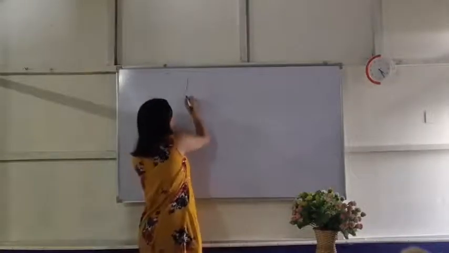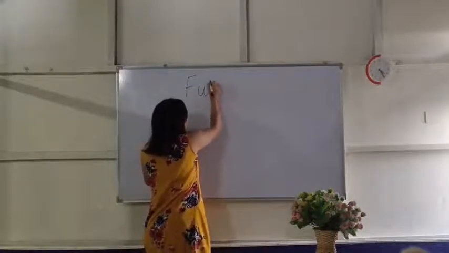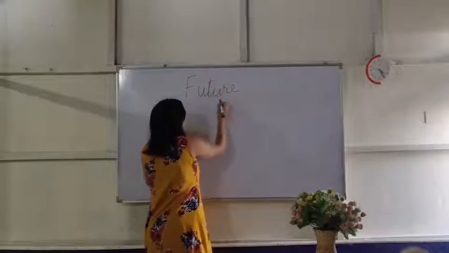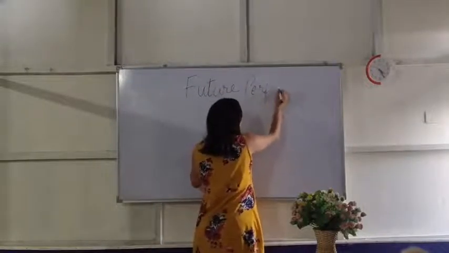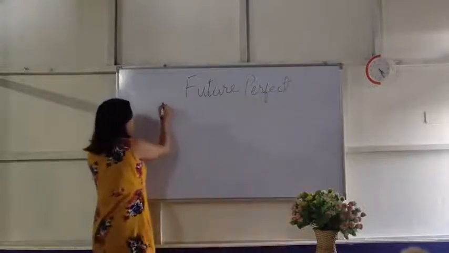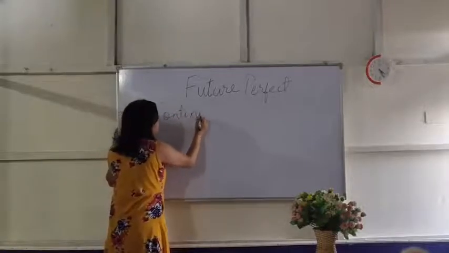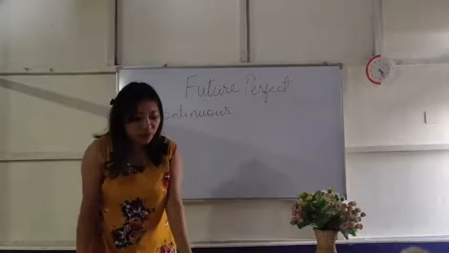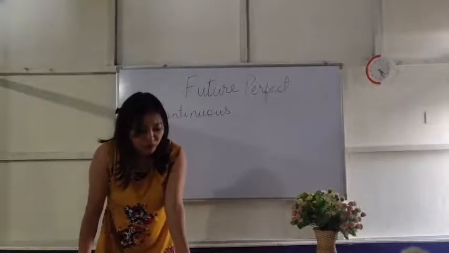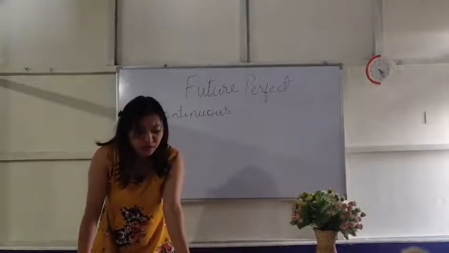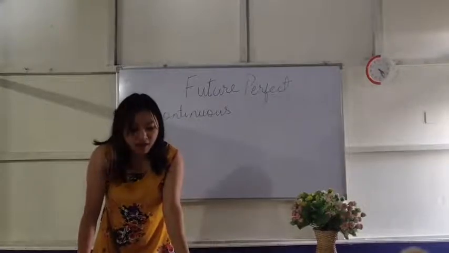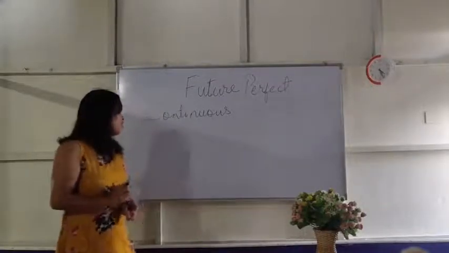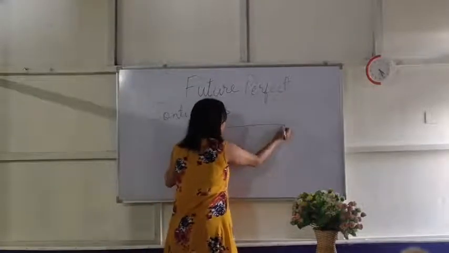Our next lesson will be future perfect continuous. Future, perfect, continuous. Right here. Should be clear for you. Future perfect continuous, where to use? In a given time. It indicates an activity that will continue over a period of time. Anything else? I have to write the timeline again here.